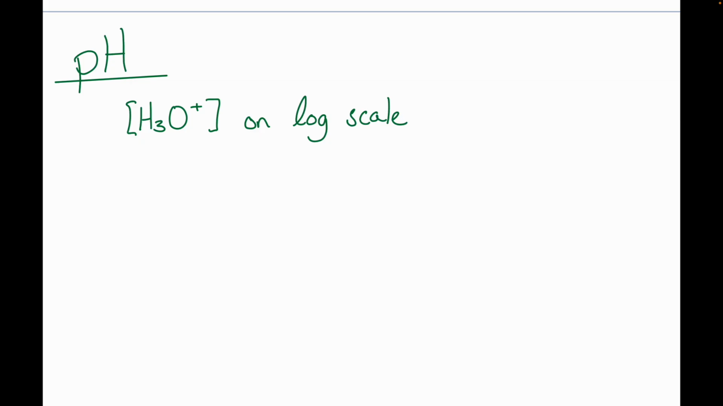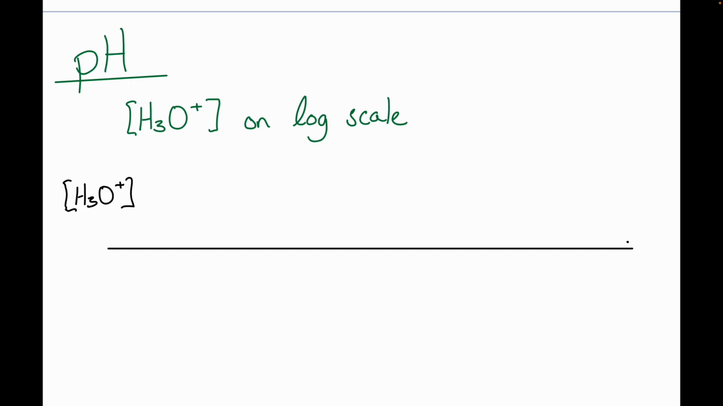All right, so what exactly do I mean by that? Well, these hydronium ion concentrations can differ dramatically from solution to solution, meaning that we could have this huge range of hydronium concentrations of, let's say, 10 to the negative 3, 10 to the negative 4, 10 to the negative 5, 10 to the negative 6, etc., differing by an order of magnitude, a factor of 10.